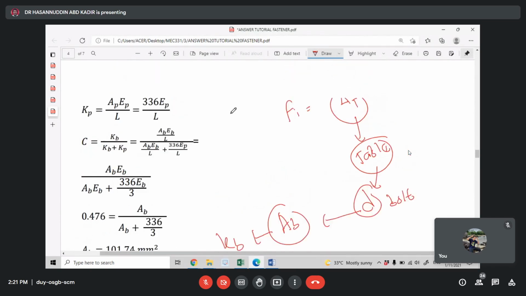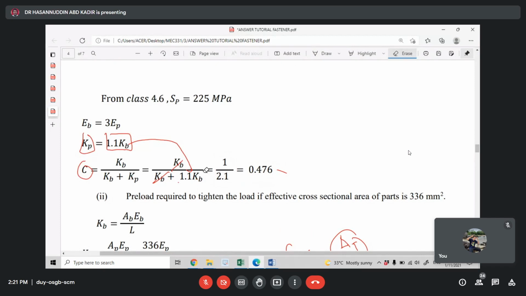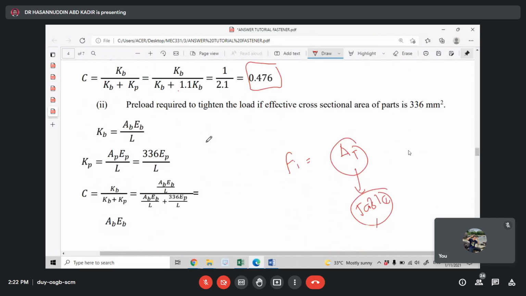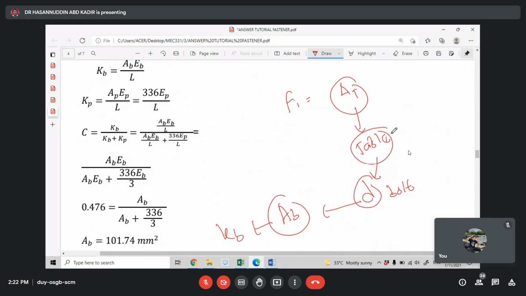Okay, because in the first question, early on, they already give you the value of C. You can find the value of C easily, because they give you this type of condition: KP is in the ratio 1.1 KB. So you can easily put in the value to get this one. Then the second question, they ask you to find the preload. To find the preload, you must involve AT. If you want to get the AT, you must refer to the table. But for the table, they do not give you the value of D of the bolt in the question. So you need to find it from your C.